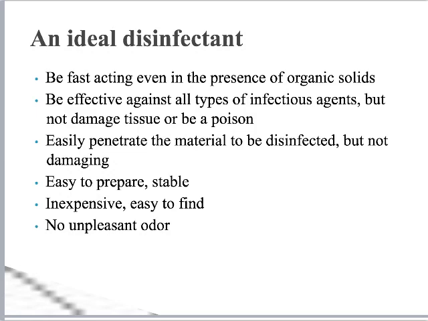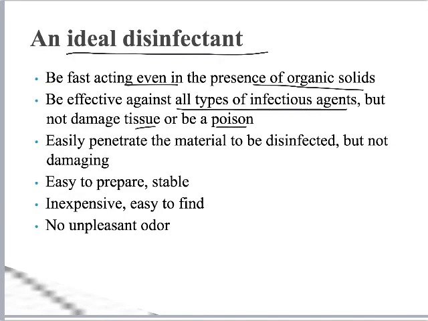Okay, so here's a list of things for an ideal disinfectant. It has to be fast acting, even if there are organic solids there, like vomit or blood or tissue. It should be effective against a wide variety of pathogens, but it shouldn't damage the tissue or be poisonous to the person. It should penetrate the material, but it shouldn't damage it. It should be stable, so long lasting, have a long shelf life, and be easy to prepare. It should be inexpensive, easy to find, and have no unpleasant odor.